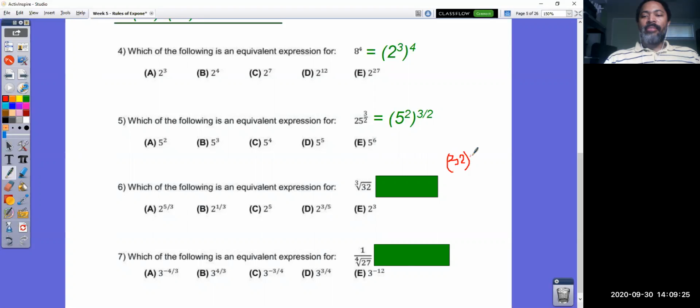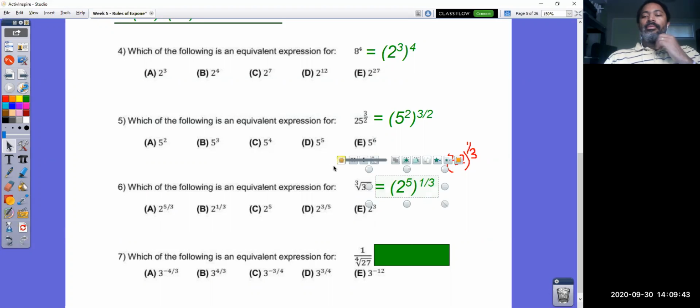Ugliest 32 ever. 32 to the 1/3. But all our answers have 2 as a base. So we want to rewrite 32 as 2 to some power. 2 to the 5th is 32. And now I just need to multiply those exponents.